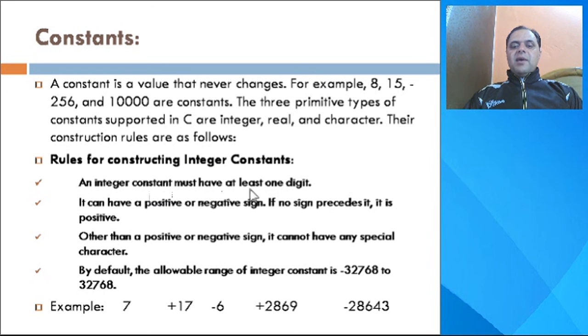An integer constant must have at least one digit. It can have a positive or negative sign. If no sign, it is positive. Other than a positive or negative sign, it cannot have any special character. So by default, its value ranges from this to this. For example, 7, +17 are integer constants.